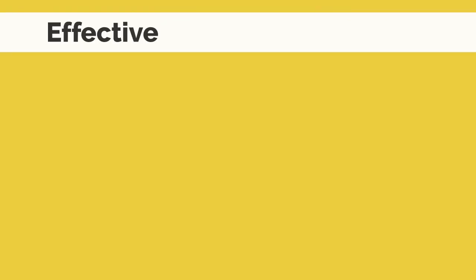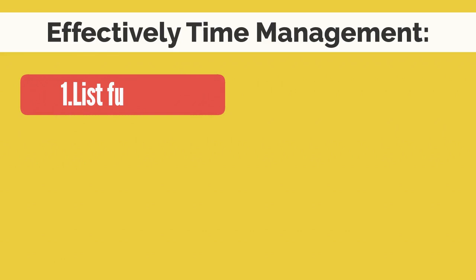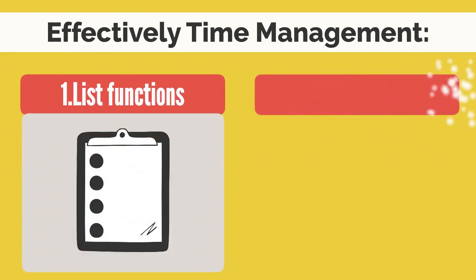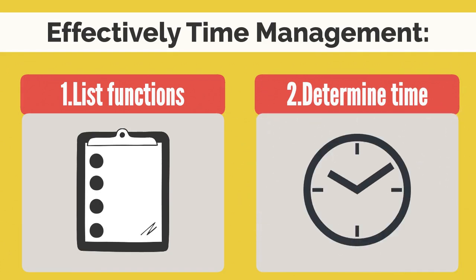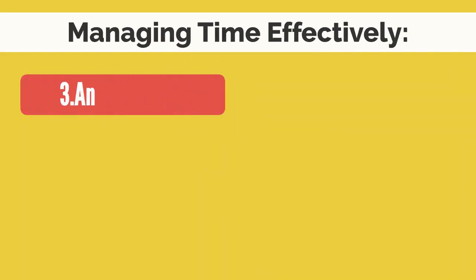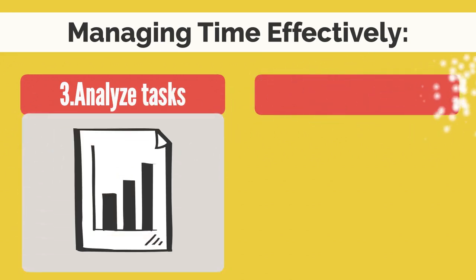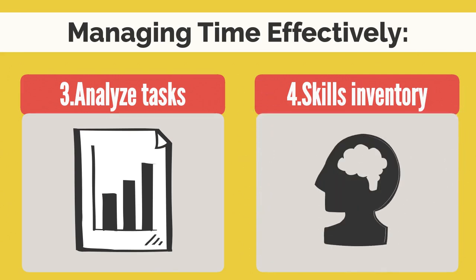Managing time effectively can be achieved in 7 simple steps. These are 1. Listing functions or tasks that must be performed. 2. Determining the time for each task or function. 3. Analyzing how tasks or functions are now being performed. 4. Constructing a skills inventory of key personnel.